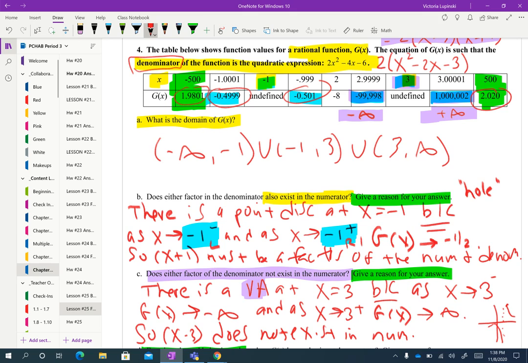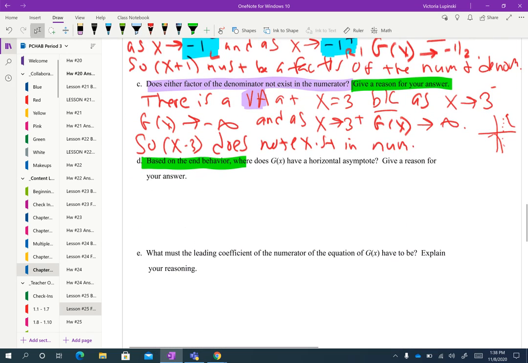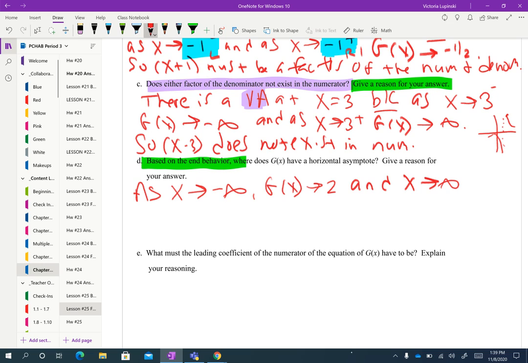At the left hand of the table, I see 1.98. At the right end of the table, I see 2.020. I think it's pretty safe to say that those two values are heading to the same place, which would be 2. So how do you summarize that? Well, first, what's happening on the left side? Well, that's what happens as x goes to negative infinity. The entire function g of x is going to 2. And then what happens on the right side, where x is going to positive infinity? Again, the entire function g of x is still going to 2. So y equals 2 is the horizontal asymptote.